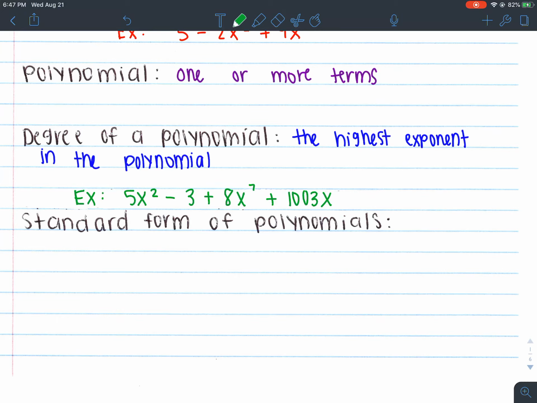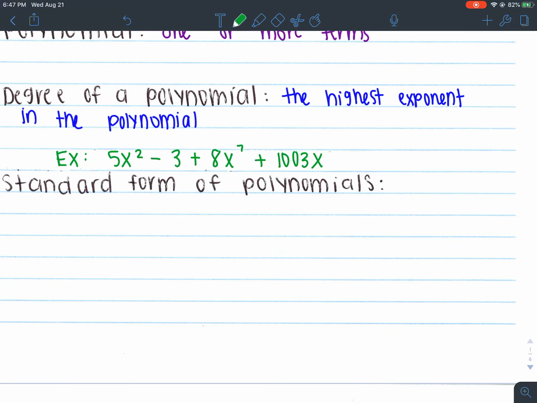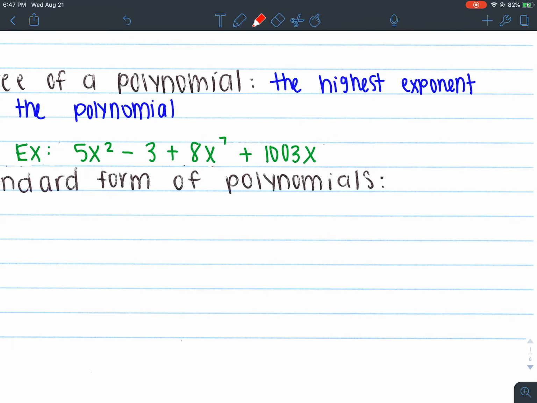All right, so the degree of this polynomial would be the one with the highest exponent. So whichever the highest exponent is, and the highest exponent in this case is 7. So this would be a 7th degree polynomial. Okay, so it's whatever the highest exponent is. That's going to be your degree.